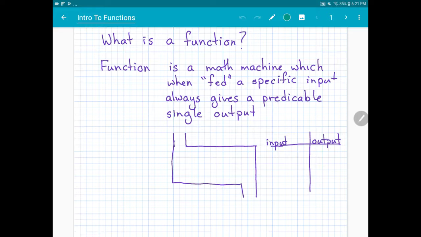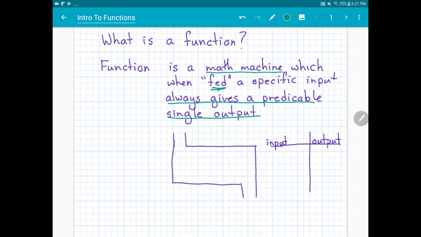So functions aren't really a difficult thing to understand if you think of them more like a math machine. So we're just going to think of it as a math machine, which when you feed in a number, it always gives you a predictable single output.